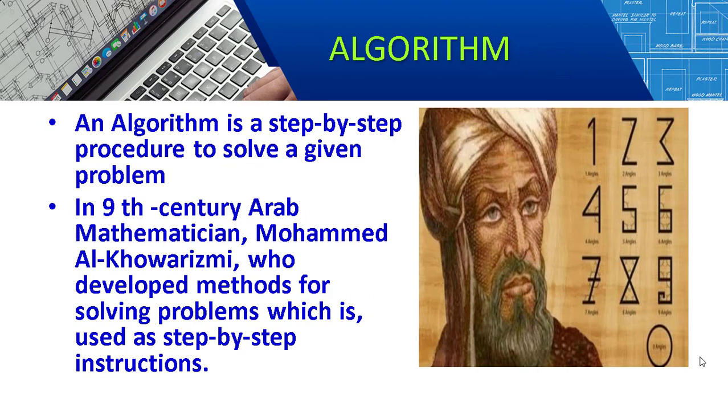The next step is to design the problem, that is, designing the solution for the problem. Designing of the solution can be done using an algorithm and a flowchart. Algorithm, you should know the meaning of algorithm. An algorithm is a step-by-step procedure to solve a given problem. So you are solving a problem step-wise, that is step 1, step 2, step 3. We are writing it step-wise and then solving the problem.